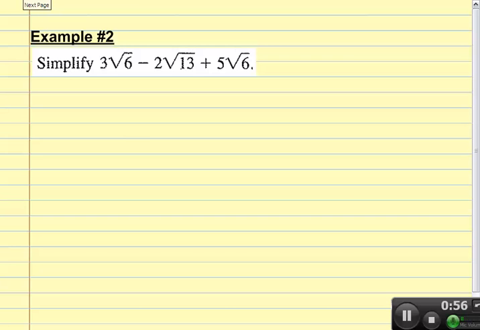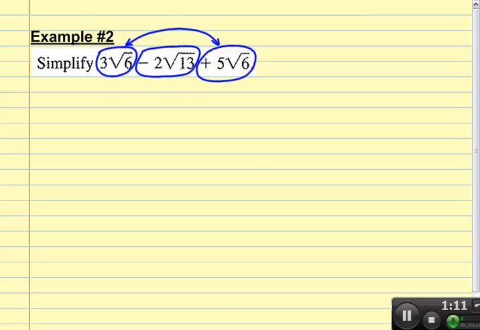Now, in this one, remember, think of these just like terms with variables, all right? I've got 3 root 6s. I've got minus 2 root 13s. And I've got positive 5 root 6s. These are like terms, so I can put them together. That's going to give me 8 root 6 minus 2 root 13. Those two combine to give me 8 root 6, and then I just bring down the negative 2 root 13.